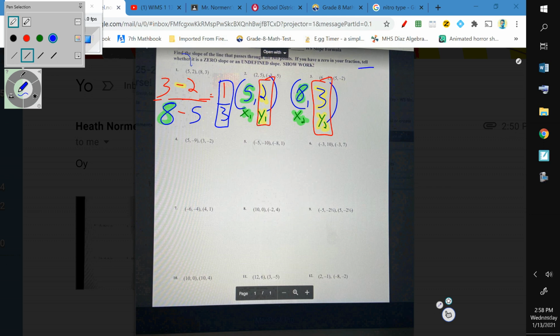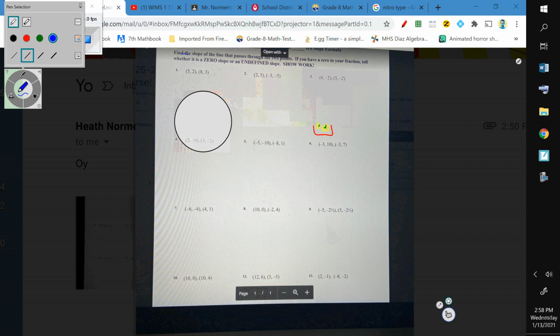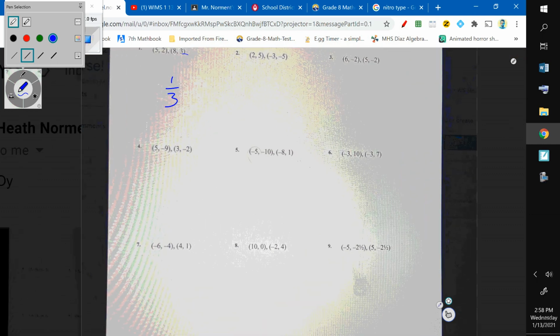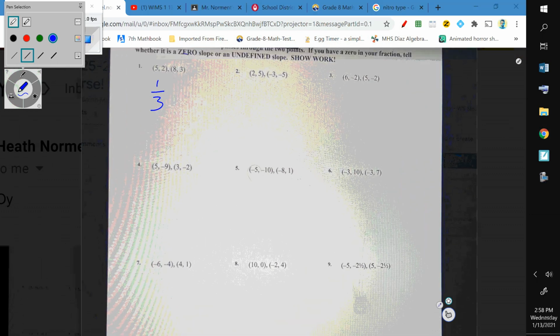We'll talk about this in just a little bit, if I have time. But for now, that's how you find slope. I'm going to do a few more, because I know that's messy. So, the slope for this is 1 over 3. I'm going to try to clean it up a little bit for you, okay? So, number 2. Make it a little bit larger. Okay, so that's answer number 1.